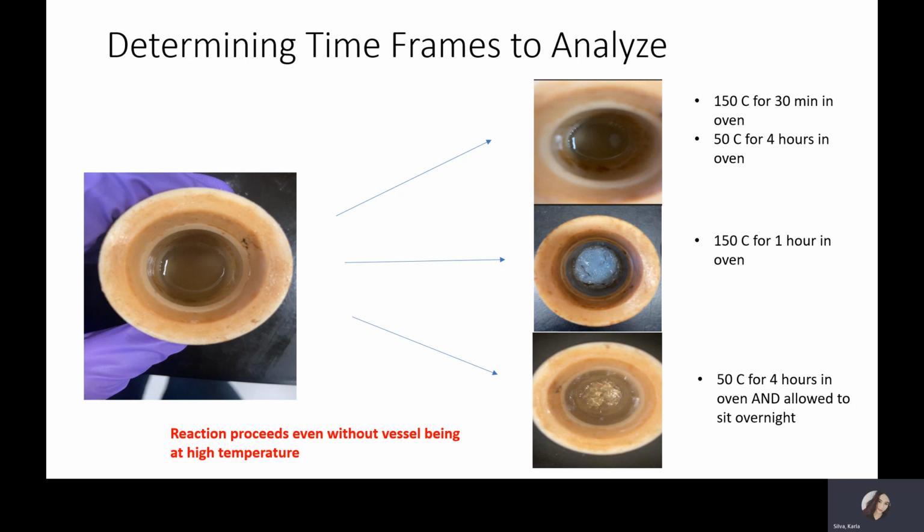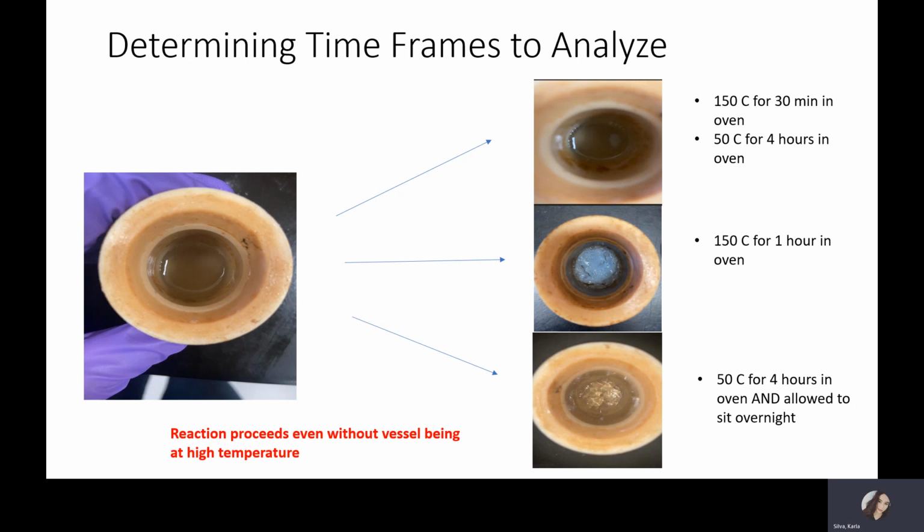So what I did was I started experimenting and seeing which time frame would probably be the best one to analyze. Now here on the left, I have pretty much all the reactants and the solvent in a vessel before they are put into the oven. And here on the right, at the very top, is the reaction that was allowed to sit at 150 degrees Celsius for 30 minutes in the oven. Now visually, I can't really see a difference. And this was also the case for the next thing that I tried, which was to then lower it to 50 degrees Celsius and run it for 4 hours.